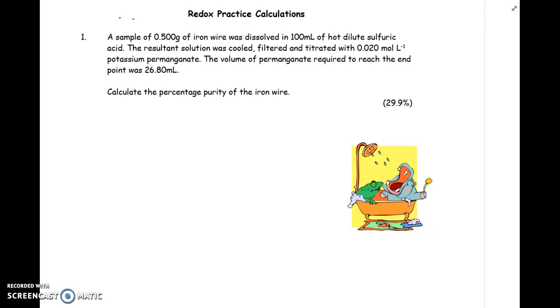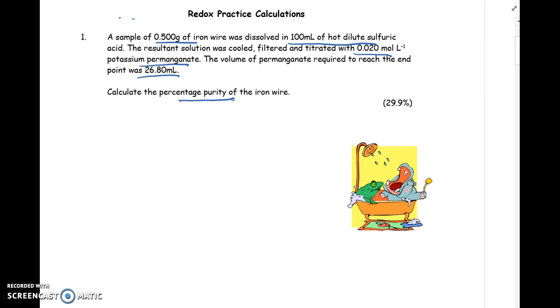Now let's do a redox calculation. So in this particular sample we have 0.5 grams of iron wire. It's dissolved in sulfuric acid and it's titrated with 0.2 molar potassium permanganate, and we need a volume of 26.8 ml. Calculate the percentage purity of the iron wire.